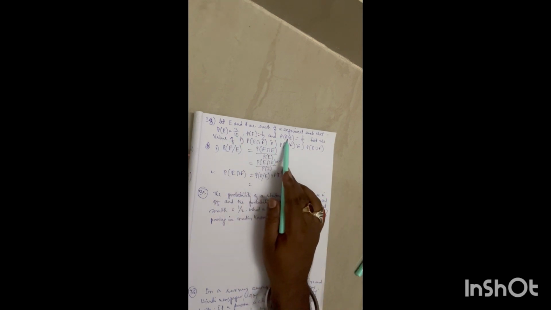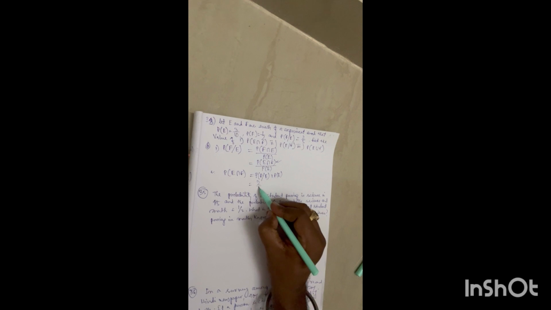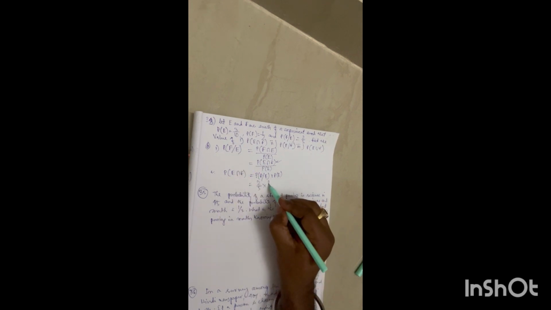F and E means intersection is 2 by 5, and probability of E is 3 by 10. So this will give you 3 by 25 for the first one. The second one is P(E|F), just the reverse of what we already got, so this is also the same. If I go ahead, P(E ∩ F) by probability of F will come here. So E ∩ F and F ∩ E are the same.